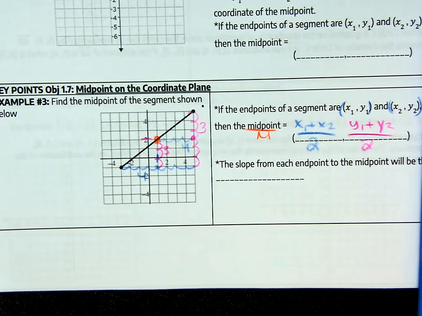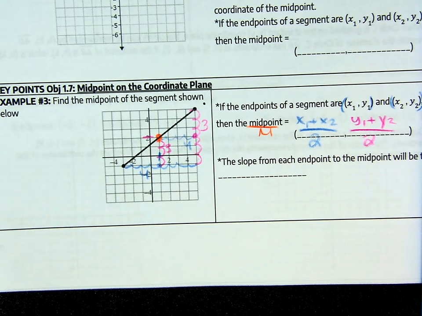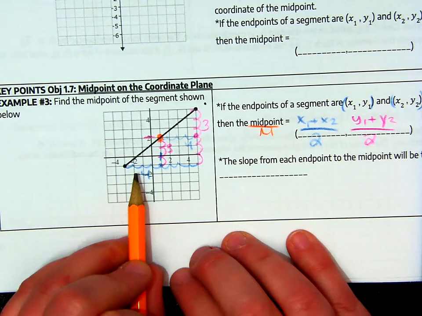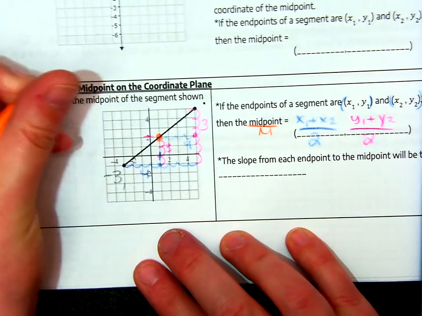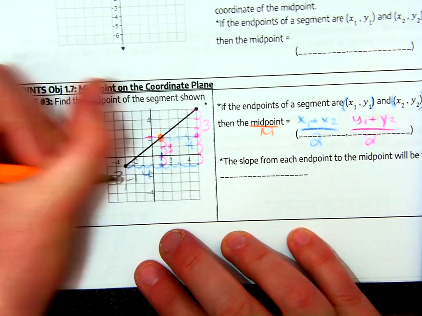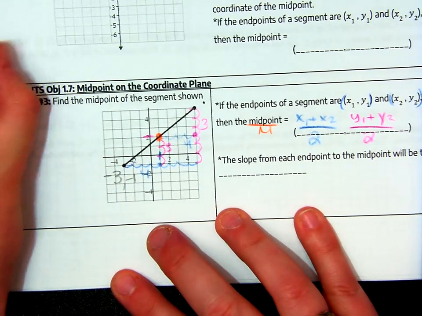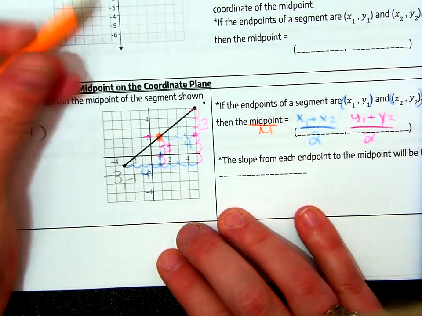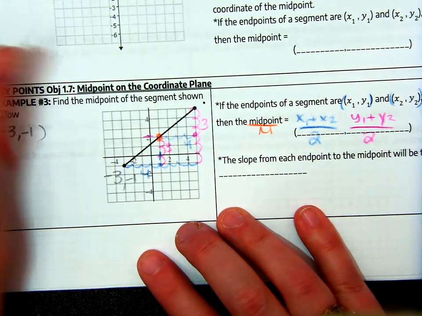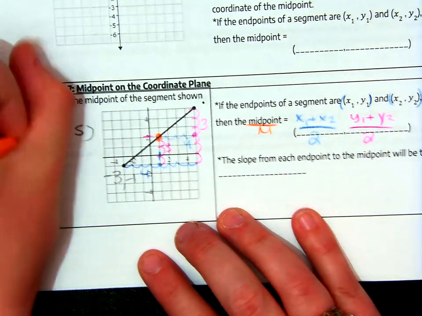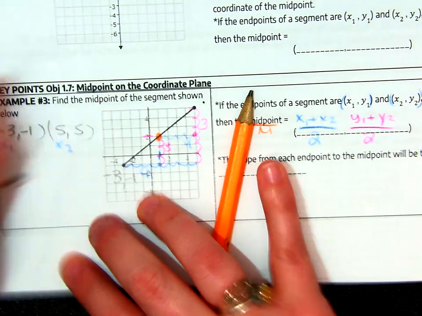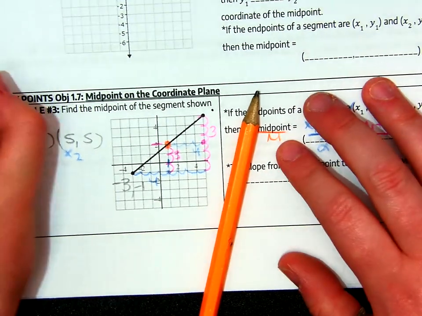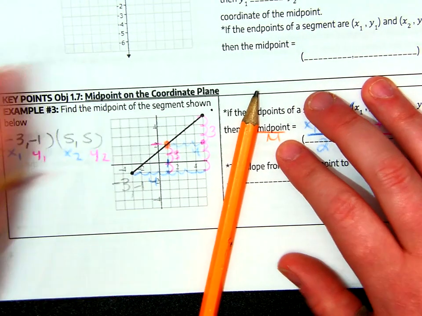How I could do that using this formula is if I take my endpoints, which are at what? -3, -1. And then what is this endpoint? This is at 5, 5. I'm going to code them. So this is my x1. That's my x2. This is my y1. This is my y2.